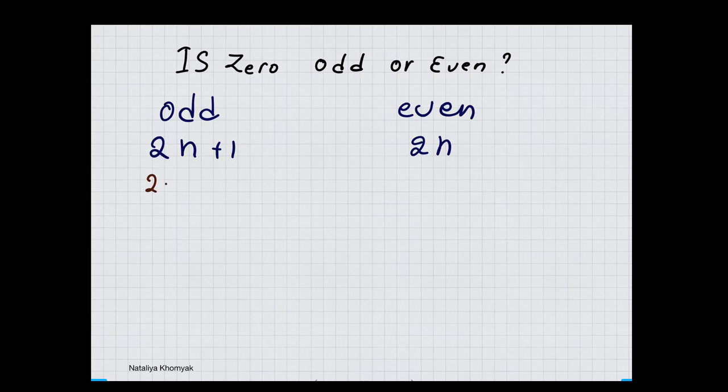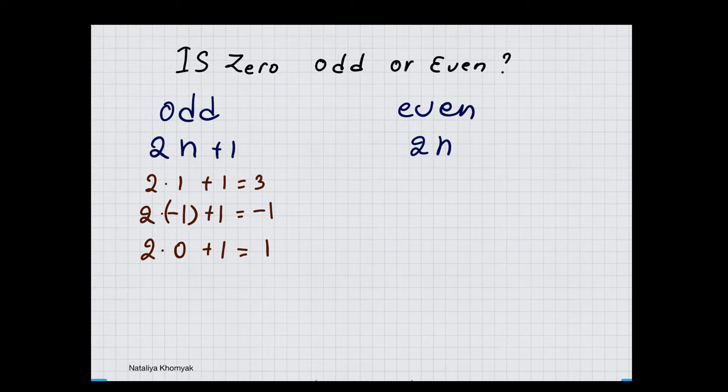So we have 2 times 1 plus 1, this gives me a 3. 2 times -1 plus 1, this gives us -1. Let's see, 2 times 0 plus 1. 2 times 0 is 0 plus 1, this gives me a 1. I do not see a way of generating 0 using the odd formula.